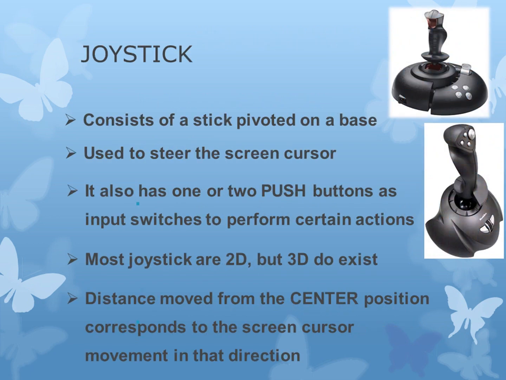Next we'll move on to the joystick. A joystick is used to steer the screen cursor and it consists of a stick pivoted on a base. It has 1 or 2 push buttons as input switches to perform certain actions. Most joysticks are used in 2D but 3D ones do exist. The distance moved from the center position corresponds to the screen cursor movement in that direction.